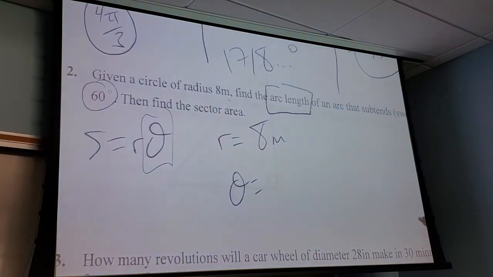Does anyone start to think in radians, what's 60 degrees in radians? Pi over 3, because 180 divided by 3 would be 60.